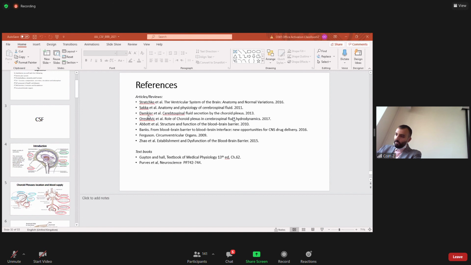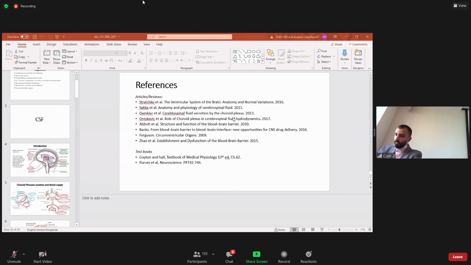What is the difference between the blood-brain barrier and the blood-CSF barrier? The blood-CSF barrier, as I said, is formed by the tight junctions between the ependymal cells which line the ventricles. The blood-brain barrier is formed by the tight junctions between the endothelial cells of the capillaries. Blood vessels themselves are not fenestrated.